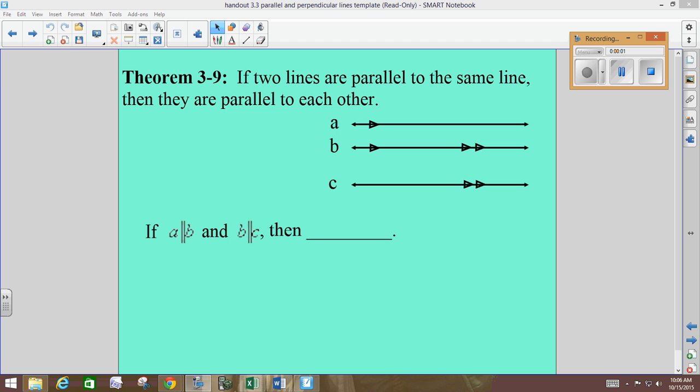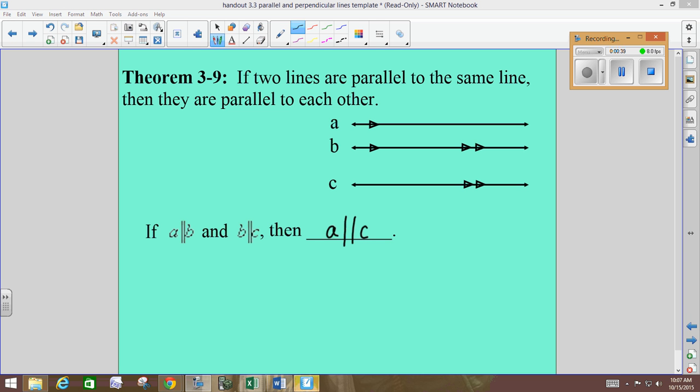The first one at the top, 3.9, states, if two lines are parallel to the same line, then they are parallel to each other. So looking at the picture, based on the markings, A is parallel to B, and B is parallel to C. So since A and C are parallel to the same line, then these two lines must be parallel. So down here on your conditional statement, if A is parallel to B and B is parallel to C, then we can say A is parallel to C.